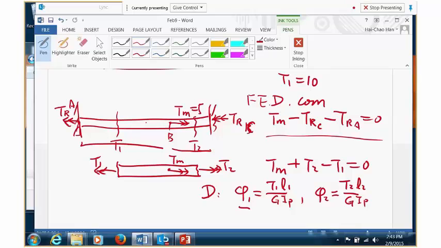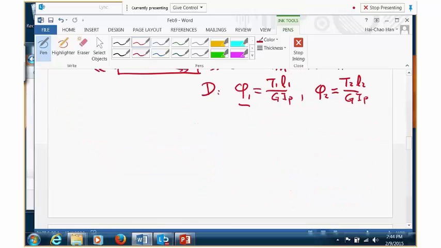Okay, let's say if the AB segment rotates 1 degree positively, then the BC segment must rotate negatively 1 degree. Why? Because if you look at the end, it moves 0, right? From this end to the other far end, it moves a total rotation angle of 0. So we have a compatibility now. The compatibility will be phi 1 plus phi 2 equals 0.